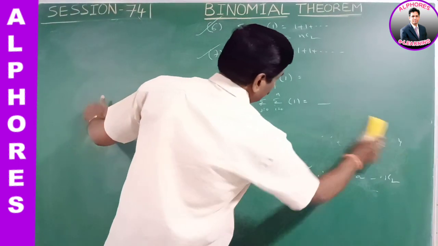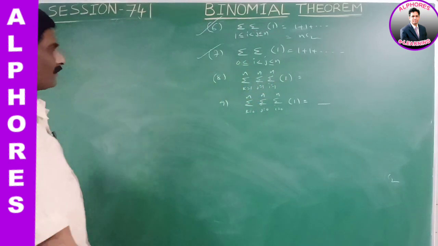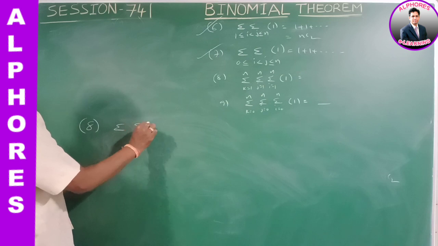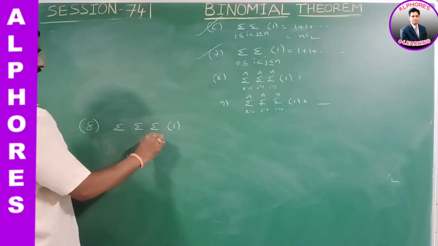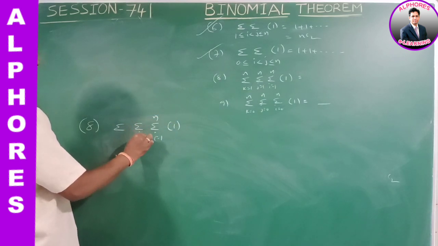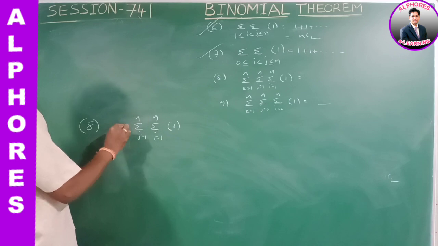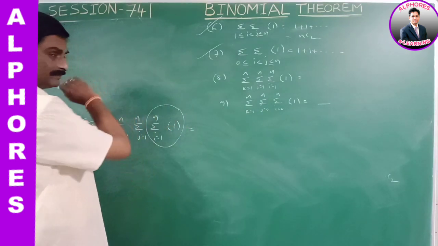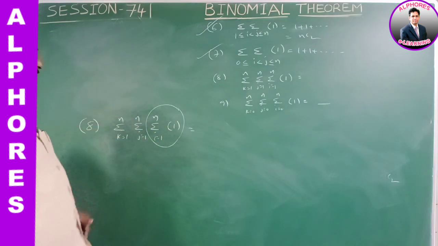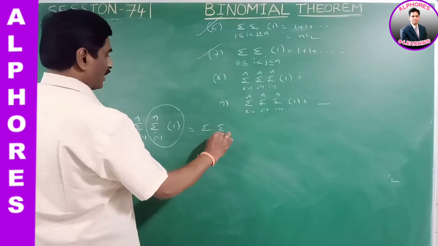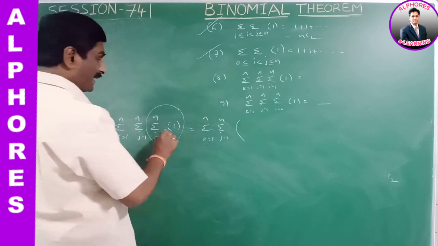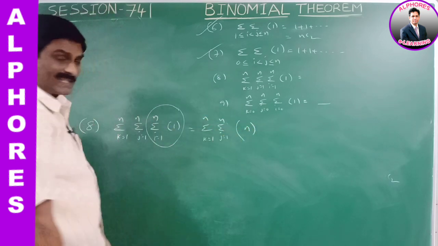Please write eighth one. Eighth one means triple sigma of 1, i equals 1 to n, j equals 1 to n, k equals 1 to n. Direct method. First we expand this value. By expanding this value, what is the answer? Sigma of double sigma, j equals 1 to n, k equals 1 to n. That means 1 plus 1 plus 1 plus so on, n times means n.